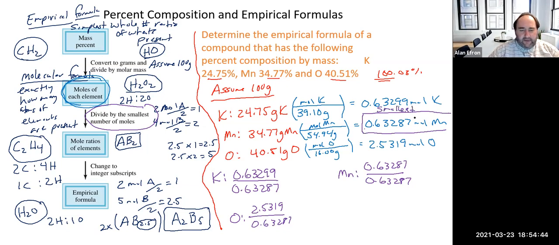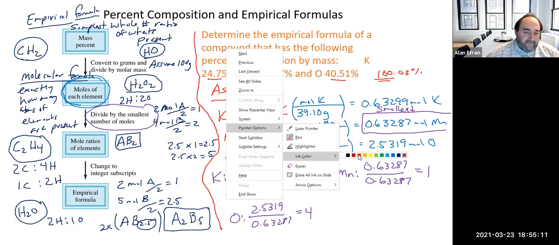So if we do those divisions, essentially here we get 1. Essentially here we get 1. And on the bottom, we don't get 1, I hope. But we do get about 4. Any questions up to that point?